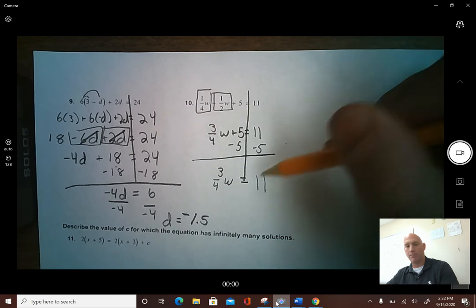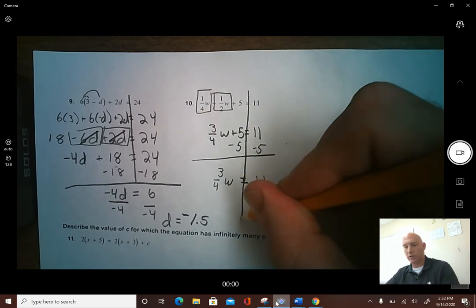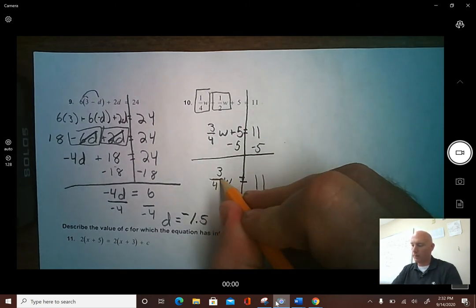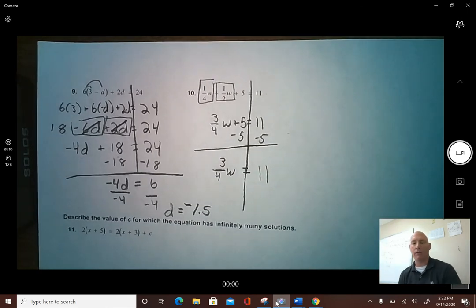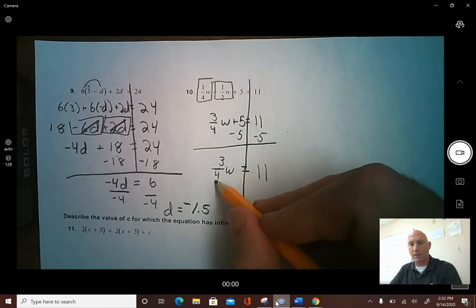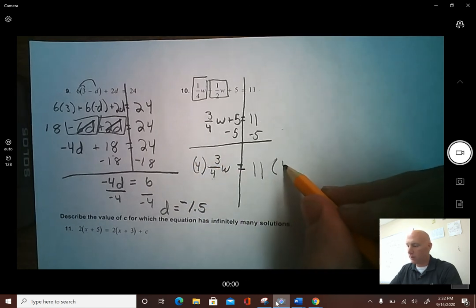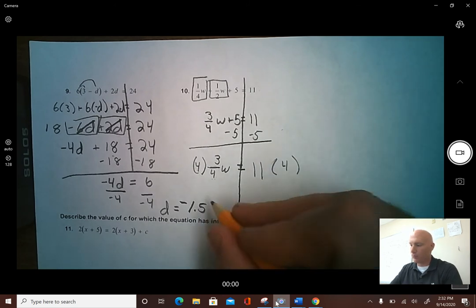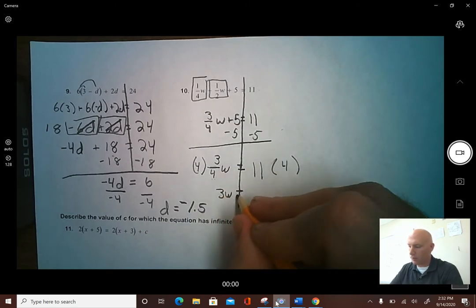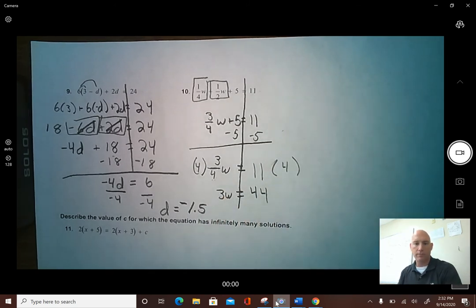I'm done with that. Now this is where I noticed people were starting to have problems. Remember, if you have to get rid of a fraction, get rid of the denominator first. Let's just get rid of the denominator. The opposite of dividing by 4, which is what a denominator really means, is to multiply by 4. And I have to do it to both sides. So now I'm left with 3w equals 44.